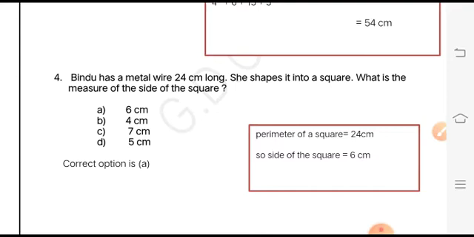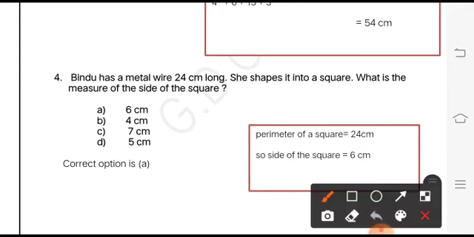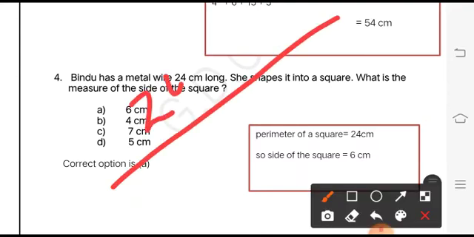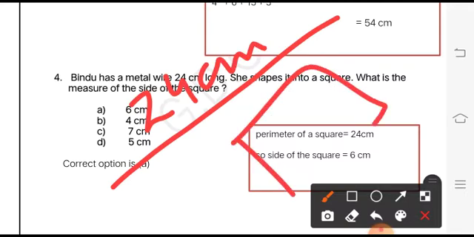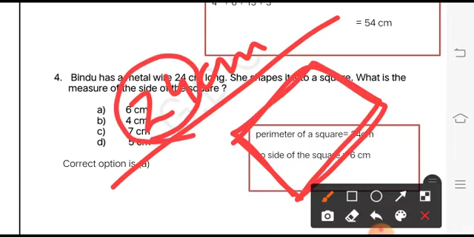Question 4 is Bindu has a metal wire 24 centimeter long. She shapes it into the square. When she shapes it into square, that means the perimeter of the square is 24 centimeter. What is the measure of the side of each square?